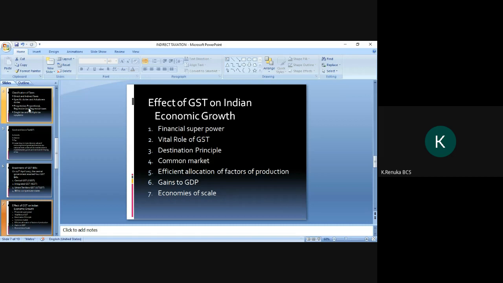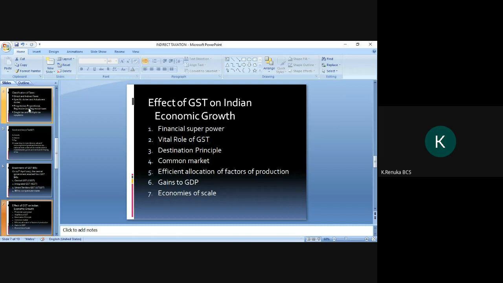So, the main purpose of the GST is to eliminate this compounding effect by fixing the final tax rate, where goods will fall into one of four rate categories: 5%, 12%, 18%, and 28%. So the effects which have been made after implementing this GST, that is on Indian economic growth.